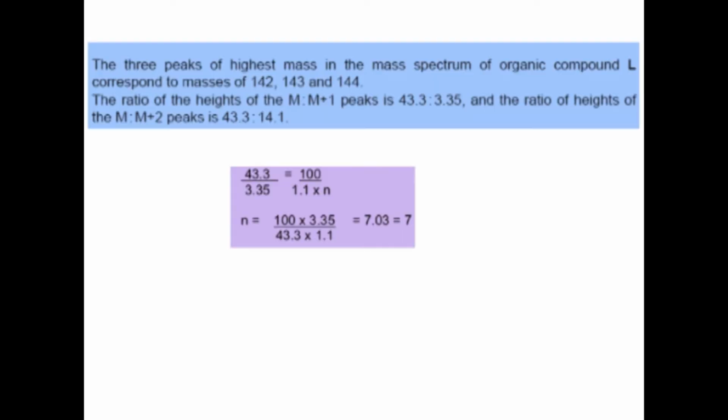If we give here an example, M and M plus 1, the ratio is 43.3 and 3.35. From this ratio, we can find the number of carbon atoms in the organic compound L. 43.3 divided by 3.35 equals 100 divided by 1.1 multiplied by n. The n is 7. So the compound L has 7 carbon atoms.